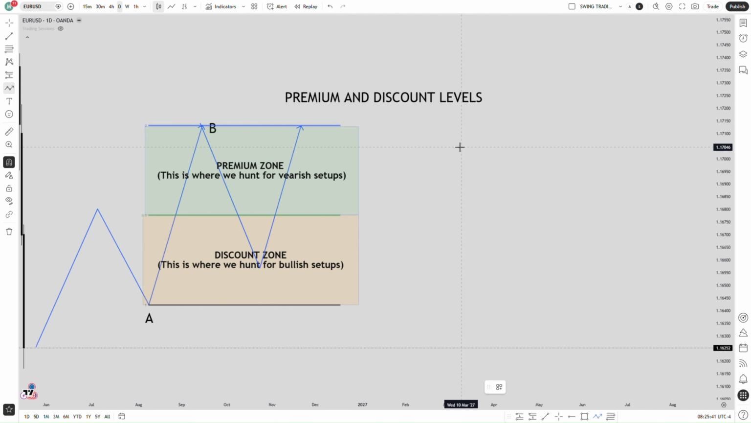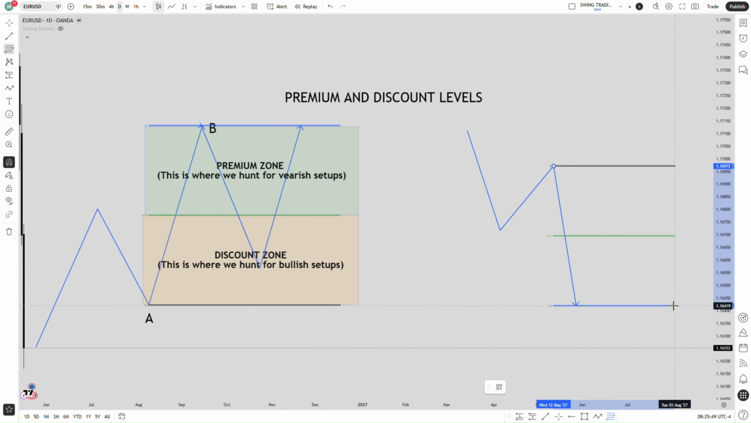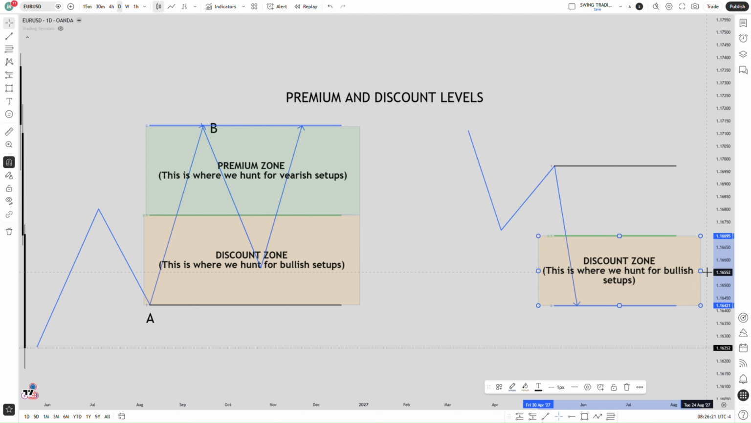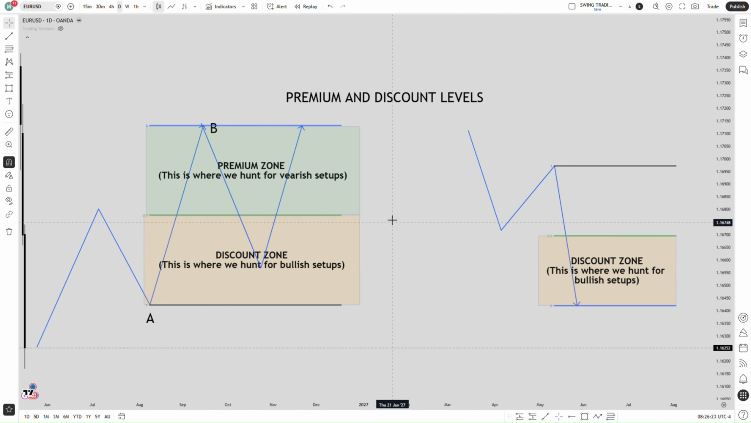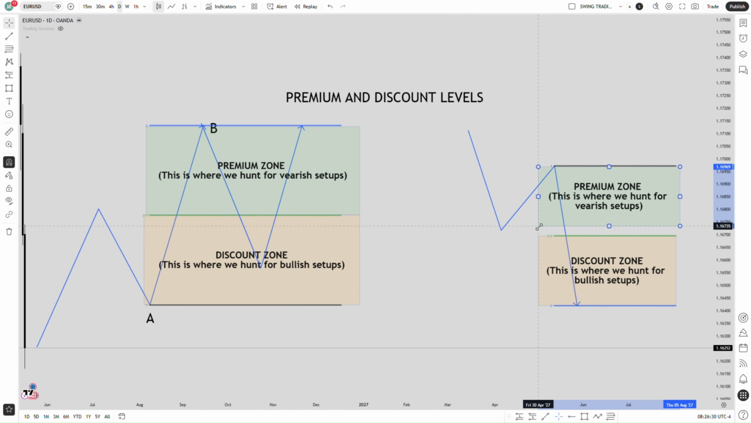So where do we respect these premium zones? We only respect premium zones when we have a bearish trend. For example, we have this established and we look at this swing low to this swing high, and at this swing high to this swing low, and on this impulse leg we are looking for a pullback. Basically, this will still be our discount zone, while the above one will be our premium zone.